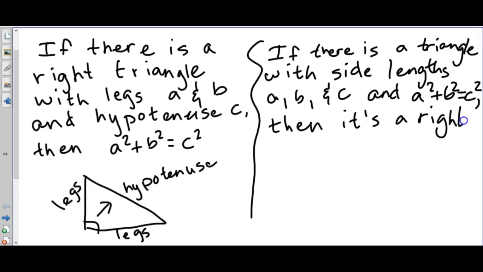So the difference between the two: the first one, the Pythagorean theorem itself, you know it's a right triangle, and you use the formula to find the third side. On this one, you know you have a triangle and you know the three sides, then you use the Pythagorean theorem to check and see if those three sides work in the Pythagorean theorem formula. If they do, it's a right triangle. If they don't, it's not a right triangle.